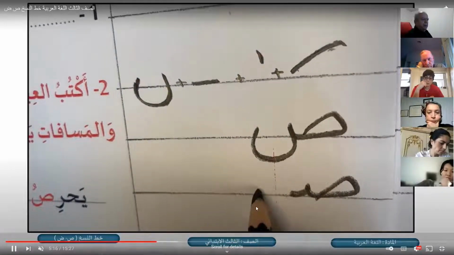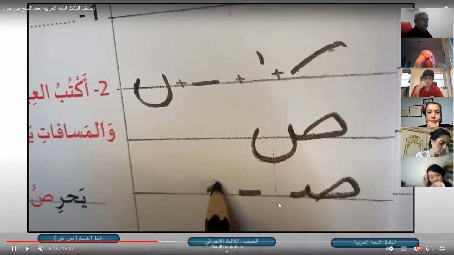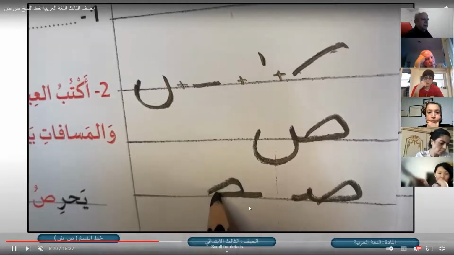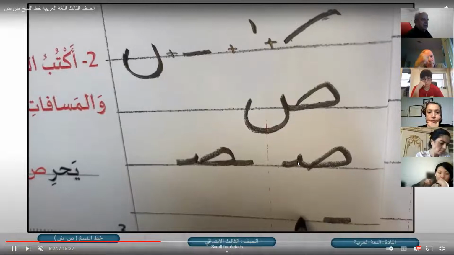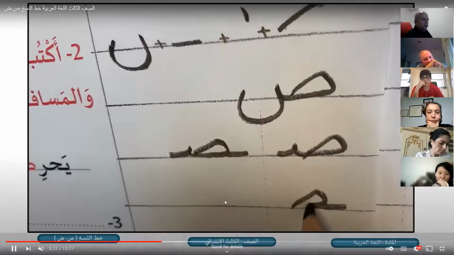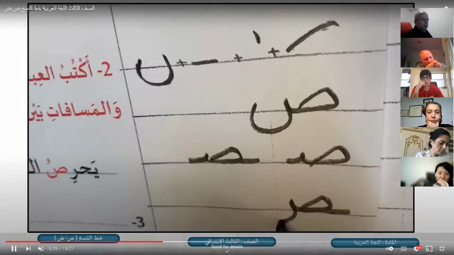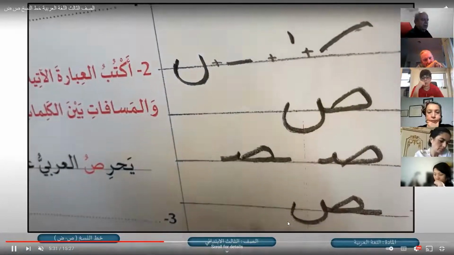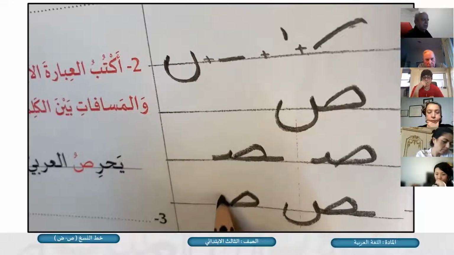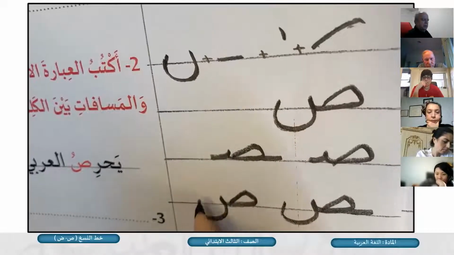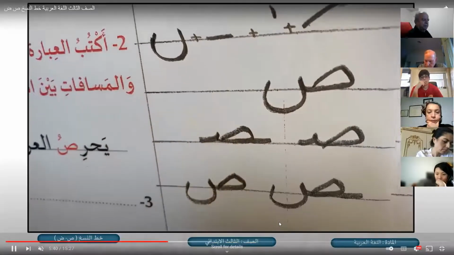And this is at the beginning of a word. And this is when it is connected in the middle of a word. You see it has this ragza that we usually use for something else. And this is when it is connected at the end of a word. And this is when it is at the end of a word and it is not connected.